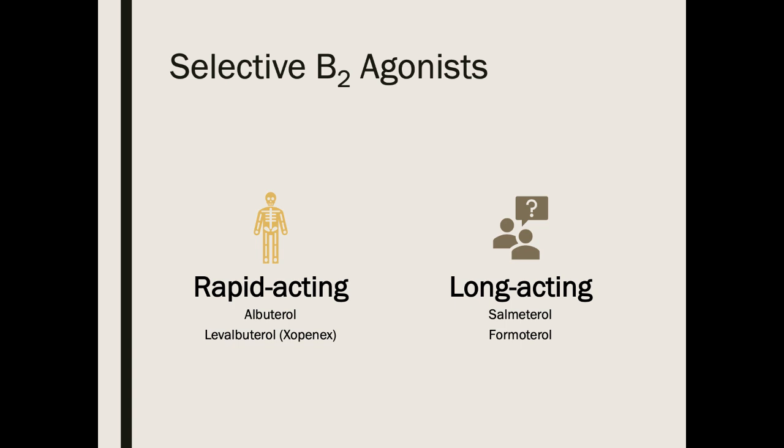Your rescue inhalers are going to be your albuterols, usually albuterol, but maybe Xopenex. And then your long-acting medications, a patient might take every day. It might be a formoterol or salmeterol, but all of these are beta 2 agonists. It's just that some are rapid acting, rapid onset, and some are long acting, with a long duration of action.